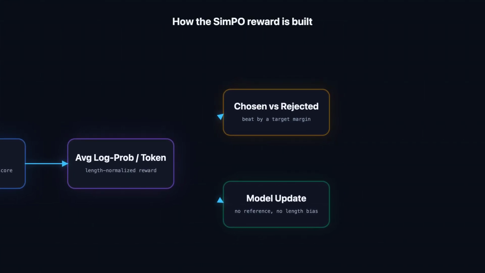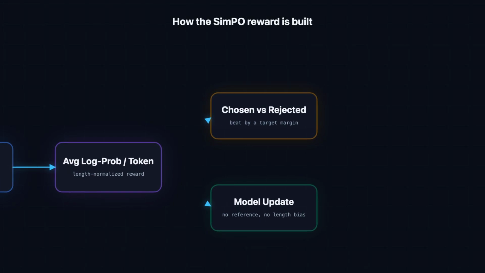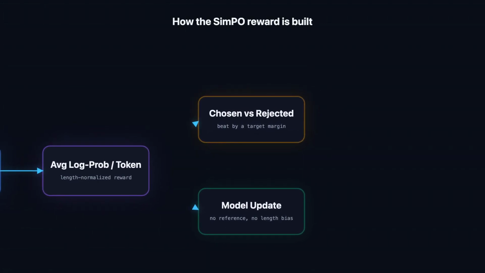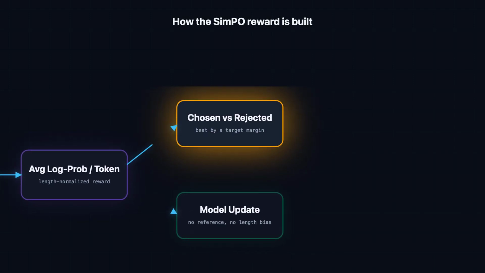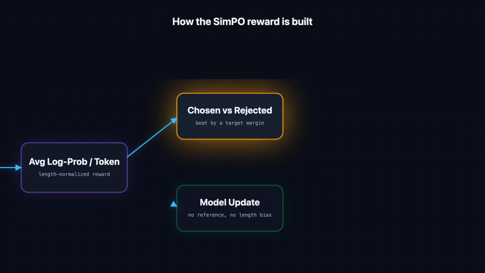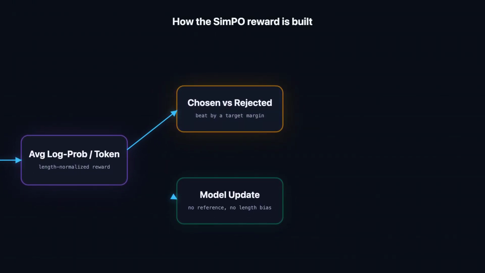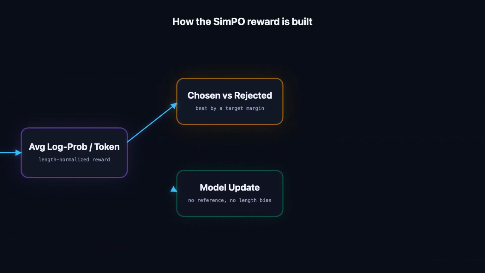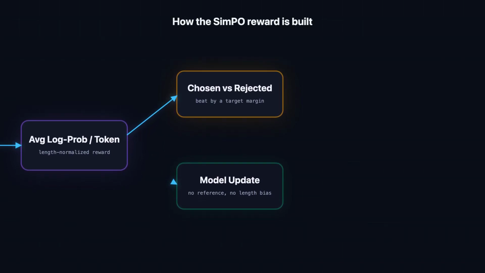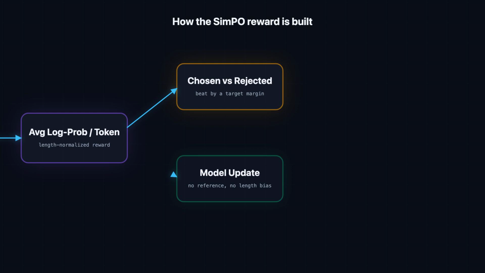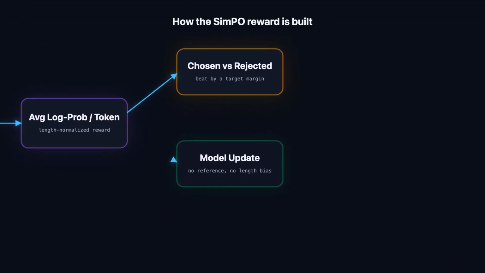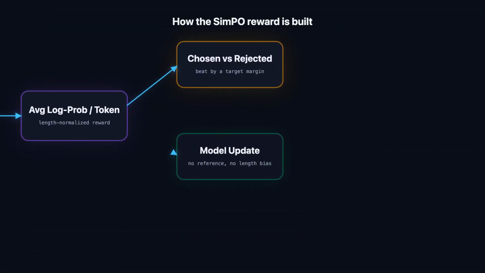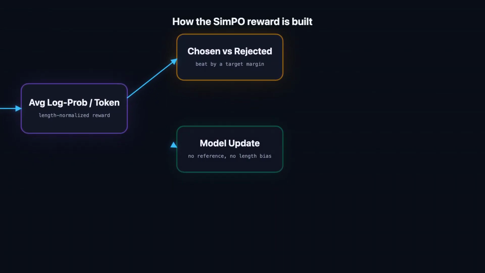A long answer no longer racks up reward just for being long, because you're dividing the signal by how many tokens there are. Then you compare the chosen response against the rejected one. And here SimPO adds a target reward margin. The chosen answer isn't just asked to win. It has to beat the rejected one by a set gap, which sharpens the preference signal and keeps the two responses from ending up too close together.